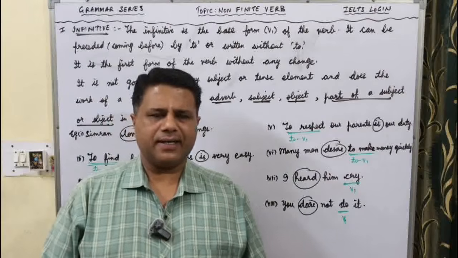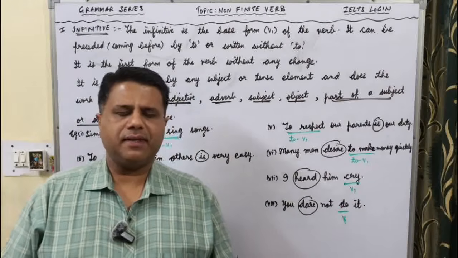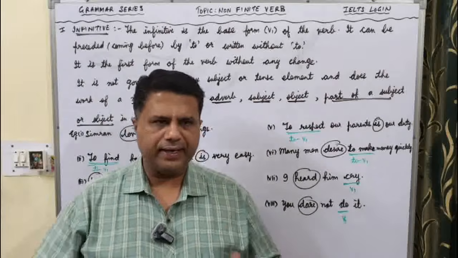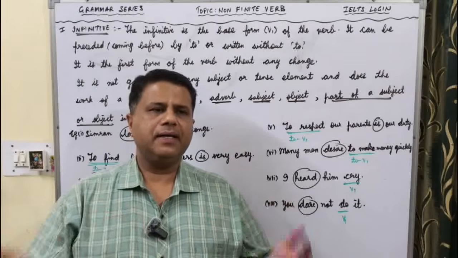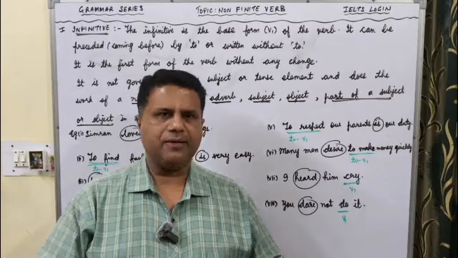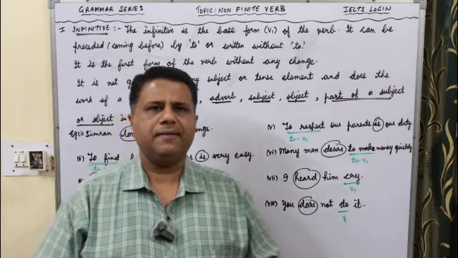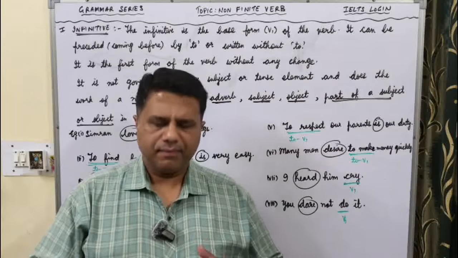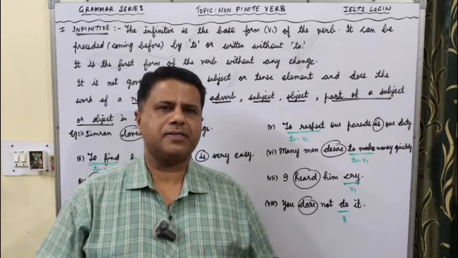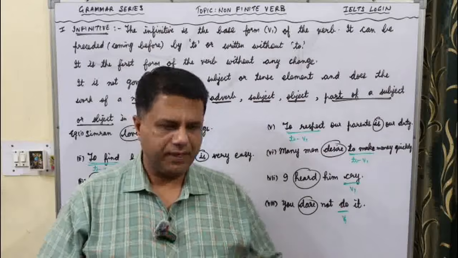So let's get started. In the previous video, that is lesson number 9, we talked about the difference between finite and non-finite verb. Then types of non-finite verbs were named. I told you the names of non-finite verbs. 3 types are there: infinitive, participles and gerunds. Now in this video we are going to start with the discussion related to the first type, that is infinitives.